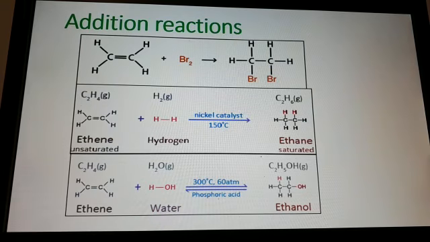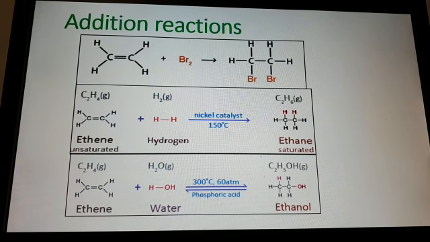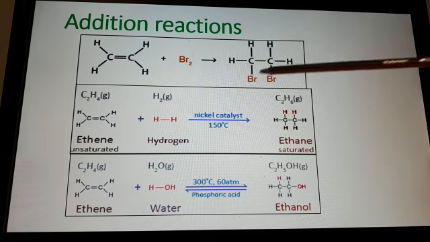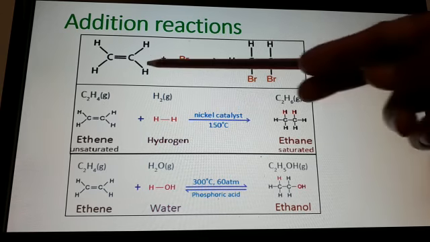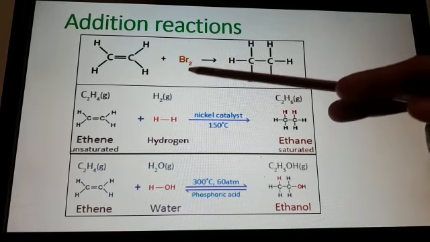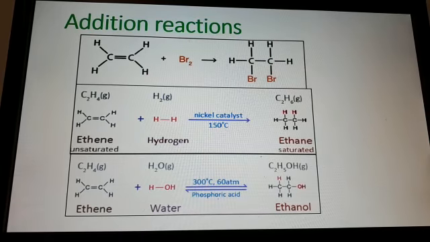Now the addition reactions of alkenes. Here it is, it undergoes addition reaction with bromine, forming dibromoethane. Look now, dibromoethane is formed. Here it is, ethene reacts with bromine forming dibromoethane.